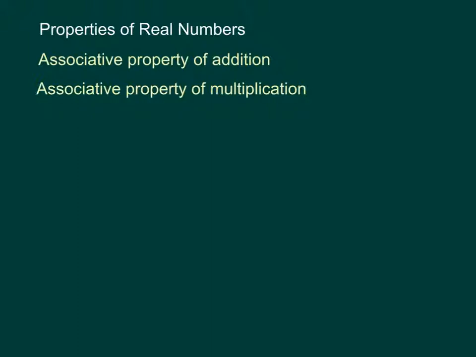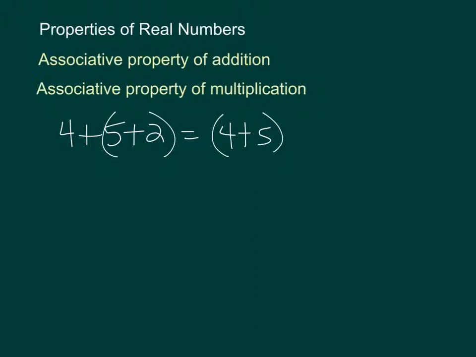For associative, we don't switch the order of the numbers, rather we switch the order in which we do the operations. So the place where the numbers are doesn't change, just the parentheses. And we know by order of operations we're supposed to do what's in parentheses first. And that's why we use them.